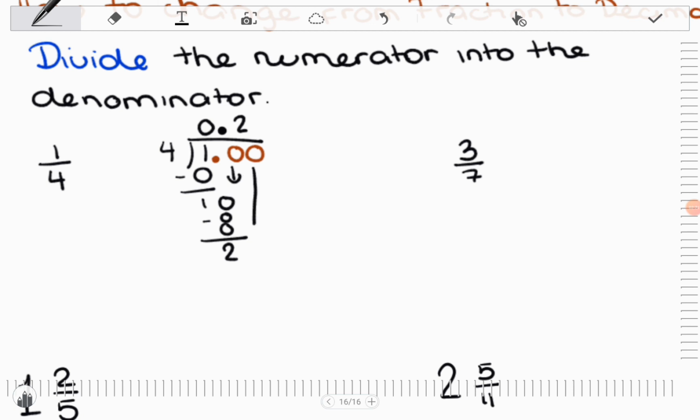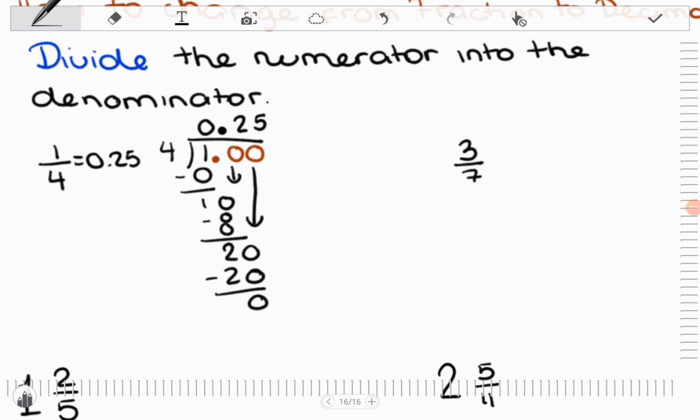And I can now bring down the 0 that is to the right. Now, how many times does the 4 fit in the 20? It fits 5 times. And 5 times 4 is 20. And we subtract. 20 minus 20 is 0. That's it. We already finished. So, 1 over 4 is the same as 0.25. So whenever we talk about 0.25, we're talking about 1/4 of a unit.